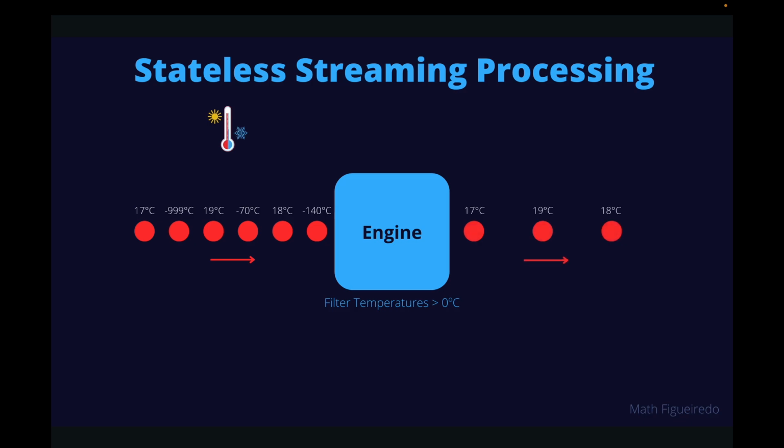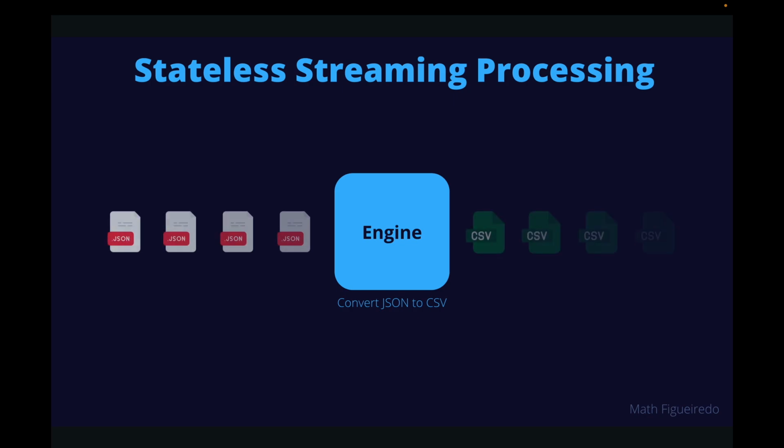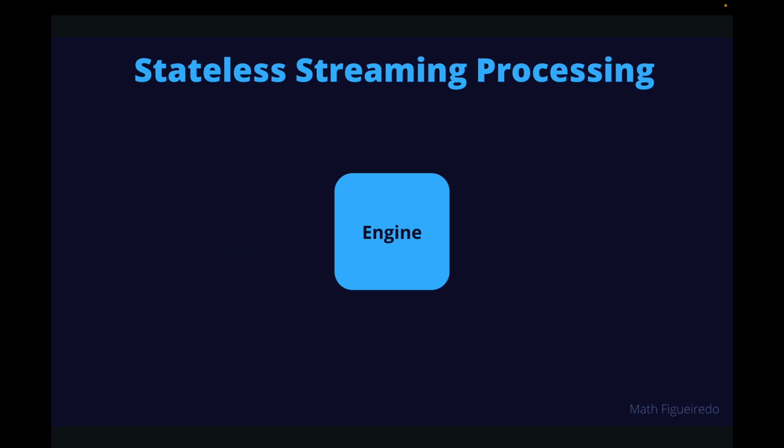Another example is if our application needs to receive temperatures in Celsius and output those temperatures in Fahrenheit. The engine will just perform this action on each data point and output a result without caring much about previous data points. Another simple example is a streaming pipeline that receives JSON files as input and transforms them into another format like CSV, Parquet, or Delta. Let's head to the last example.